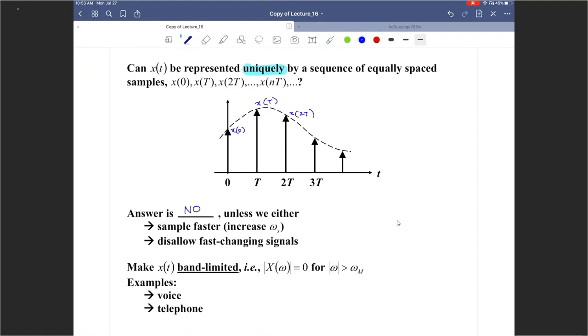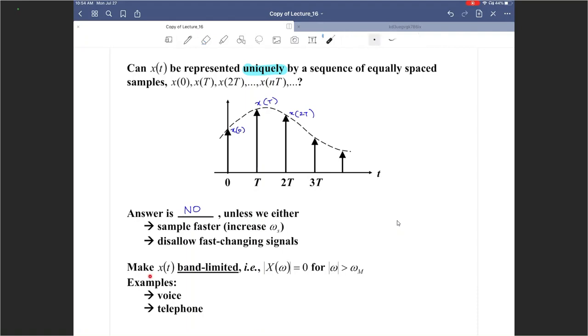meaning we should increase the sampling frequency omega s so that we get all the fast changing aspects of the signal. If we don't sample fast enough, if we sample very slow, for example, one is here, the other is here, what are we going to reconstruct? We are going to reconstruct that, right? We are going to lose that curvature at the top. So we should sample fast enough to get all the fast changing aspects of the signal. If we don't, then we will not be able to represent it using that.